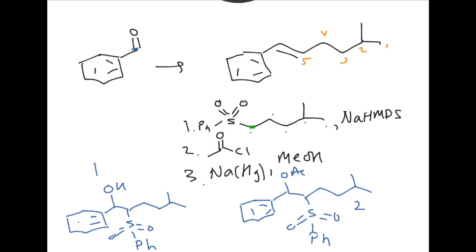Right, so this is step 2, and then the end of step 3 is actually the product. Right, another thing we could try to do is a Peterson olefination. So if we did a Peterson olefination, what would we need to have? We have our benzaldehyde.